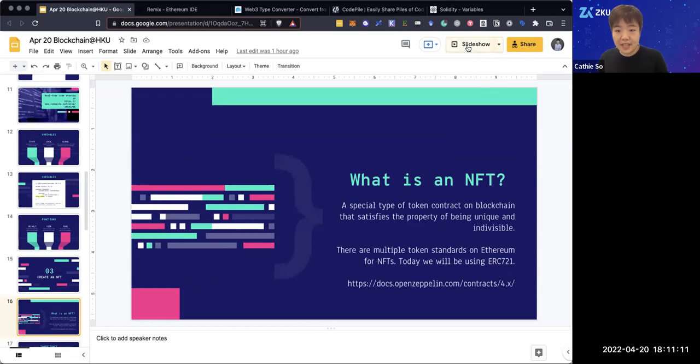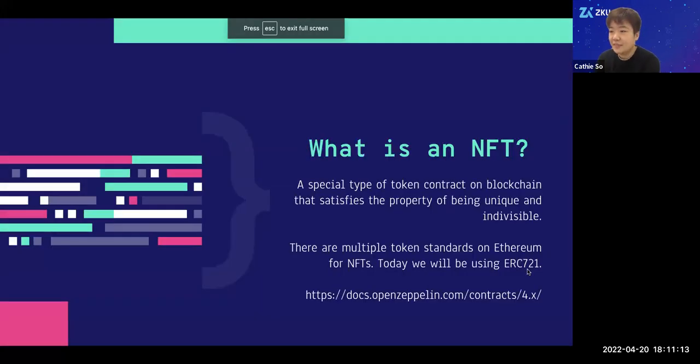Before we talk about creating an NFT, well, what is an NFT really? Is it something that is special? Why is it so special? But really, it's only a specific type of token contract on the blockchain that satisfies the property of it being unique and indivisible. So what does it mean by indivisible? It means I can't sell you 0.5 of an NFT.